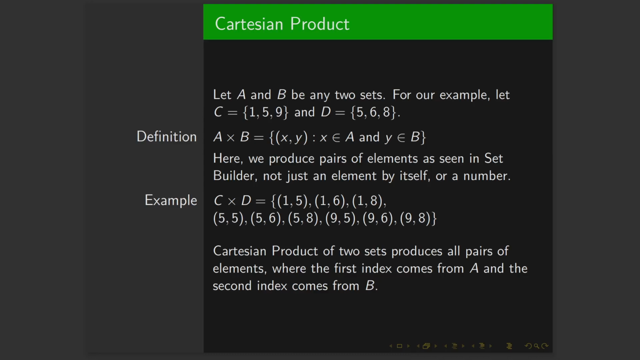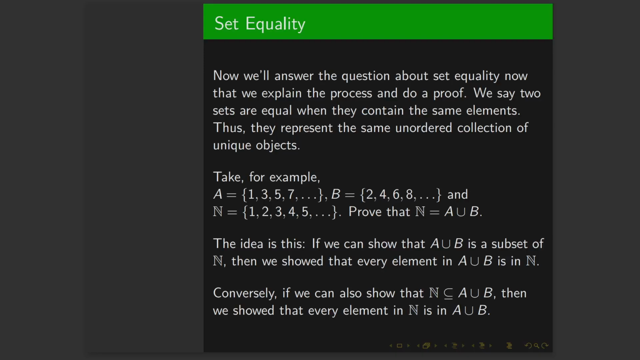So a Cartesian product of two sets produces all possible pairs of elements, where the first index, or the first number, comes from A, and the second index, or the second number, comes from B. It's just memorization, which is a little annoying, but these definitions come up often enough. Don't worry, you'll just need a little practice with them.